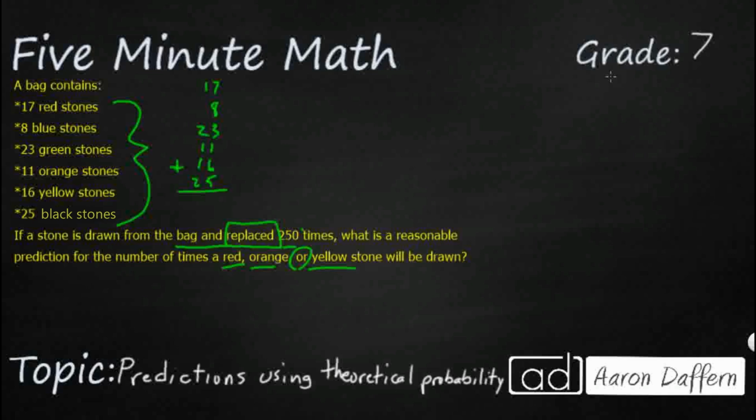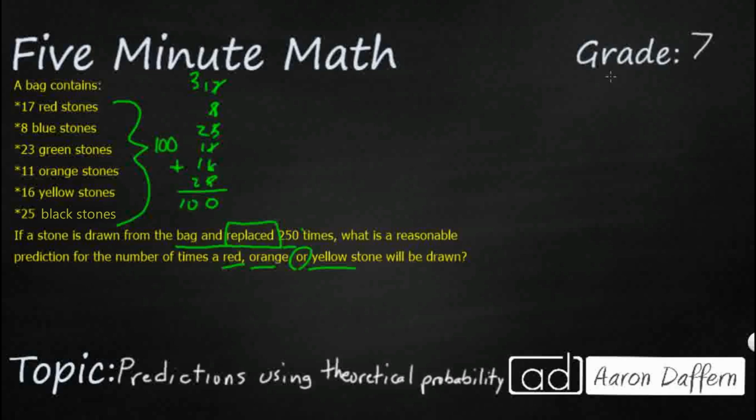See if I can find some 10s. So 7 and 3 is 10. And let's see, I've got 18, 19, 19 and 11. That's going to make 30. 3, 4, 5, 6, 7, 8, 9, 10. Oh, it makes a nice even 100.